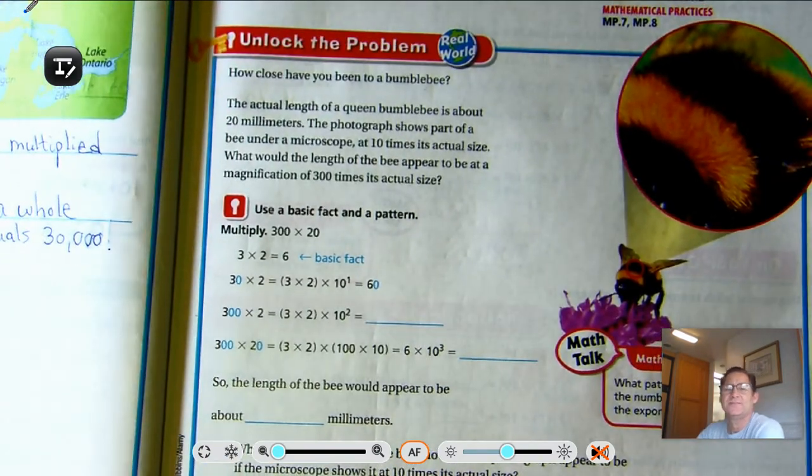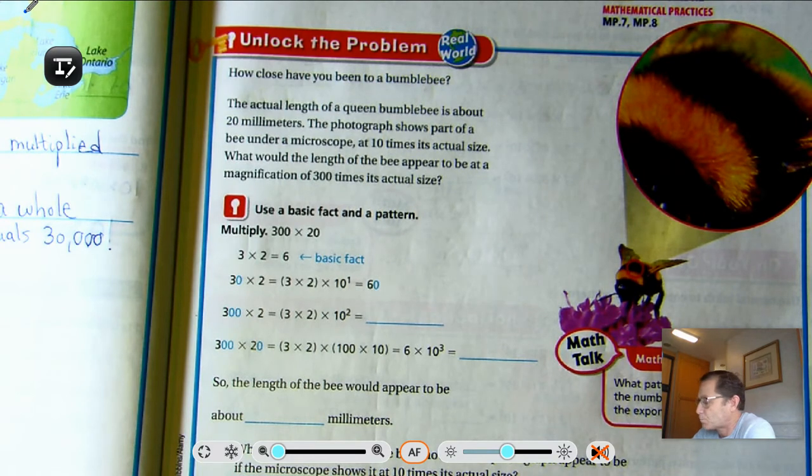How close have you been to a bumblebee? Well, the actual length of a queen bumblebee is about 20 millimeters. The photograph shows part of a bee under a microscope at 10 times its actual size. What would the length of the bee appear to be at a magnification of 300 times its actual size?